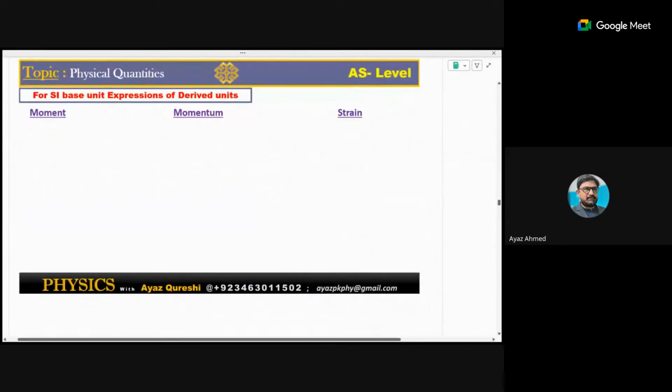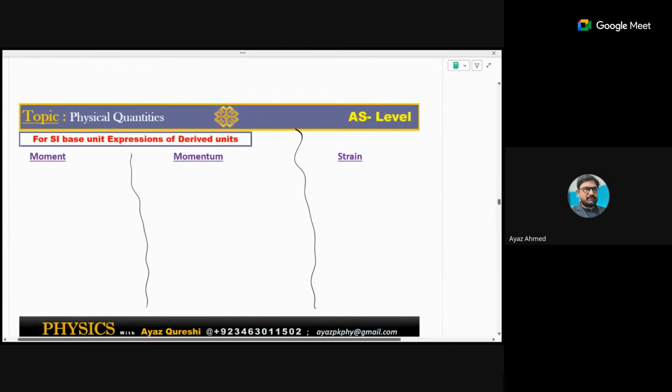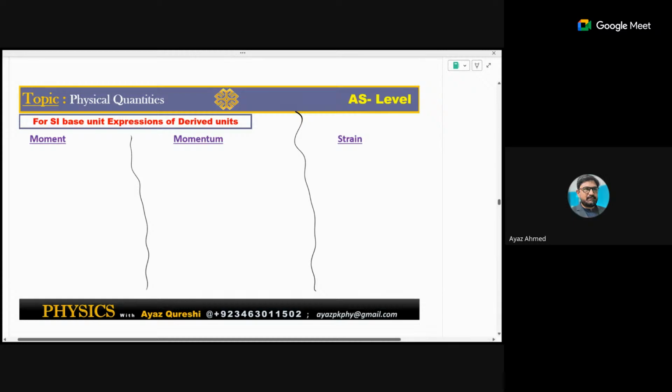For the moment, if I give you the formula, the formula for the moment will be moment equals F into D. So it would give you F and D. In SI base units, kg m square s minus 2. Got it? Because for force it is kg m s minus 2, and D will be just multiplied, so it is kg m square s minus 2.